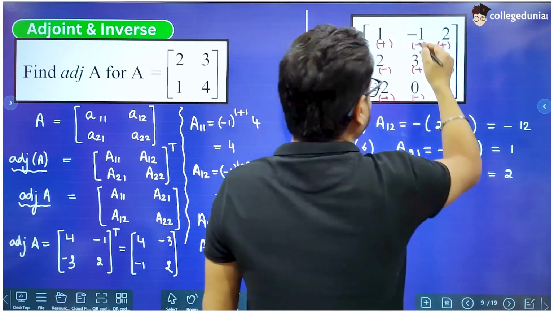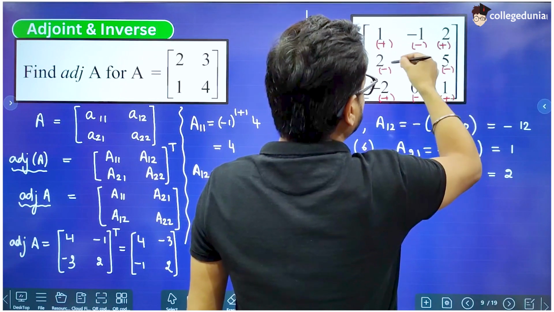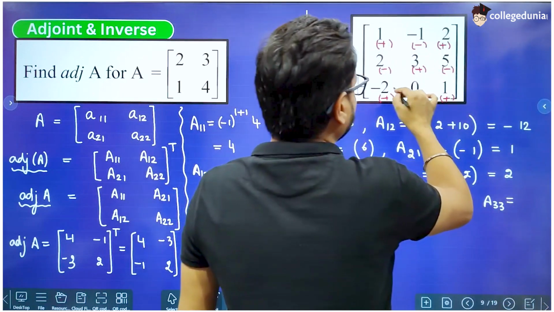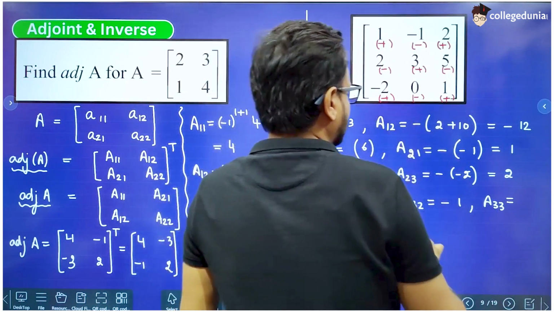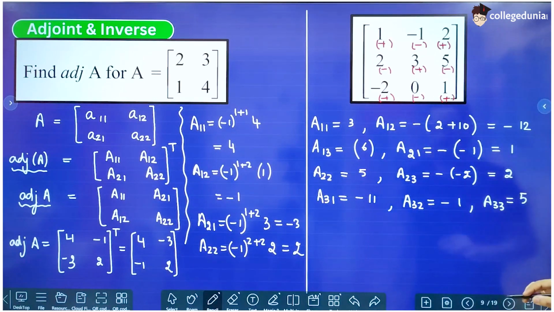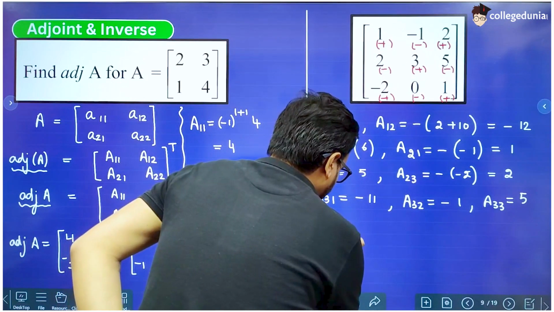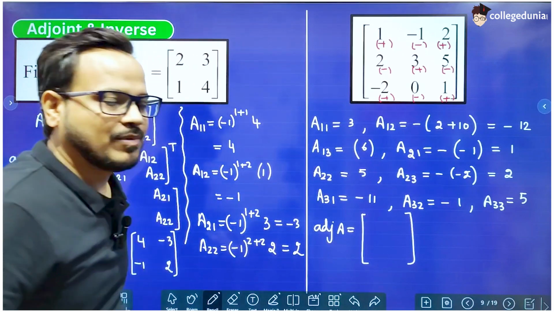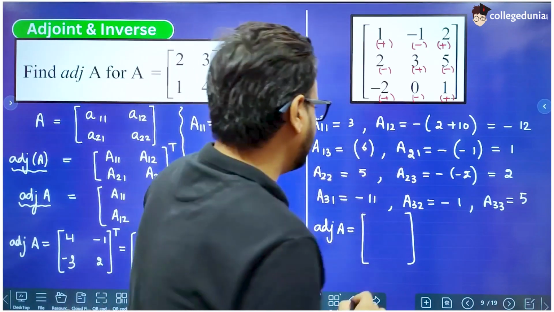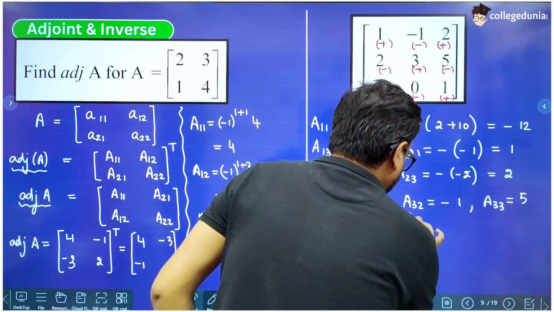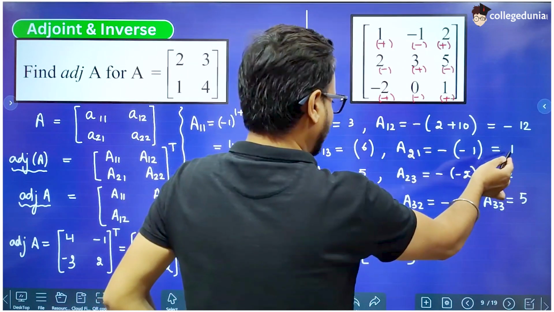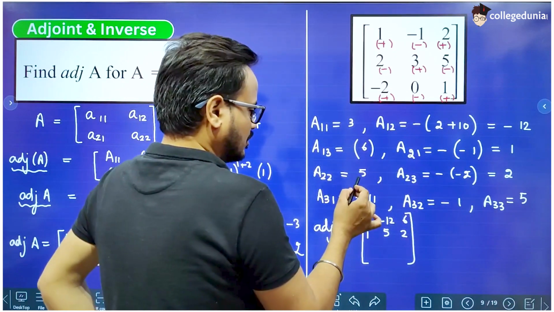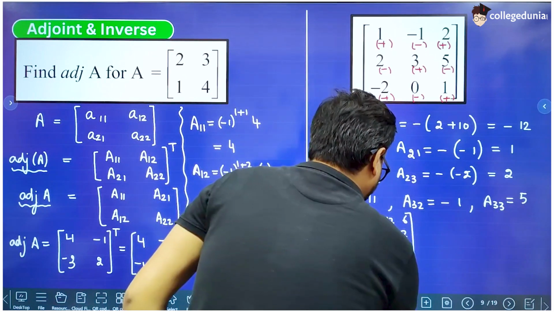A32, negative, 5 minus 4, 1. And A33, positive, 3 plus 2, that is 5, right? So adjoint A is simply the transpose of the matrix formed by its cofactors: 3, minus 12, 6, 1, 5, 2, minus 11, minus 1, 5.